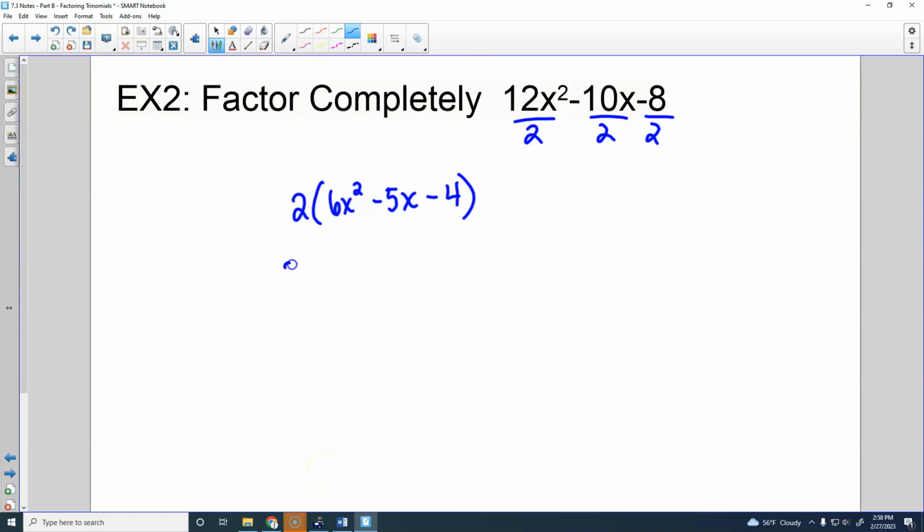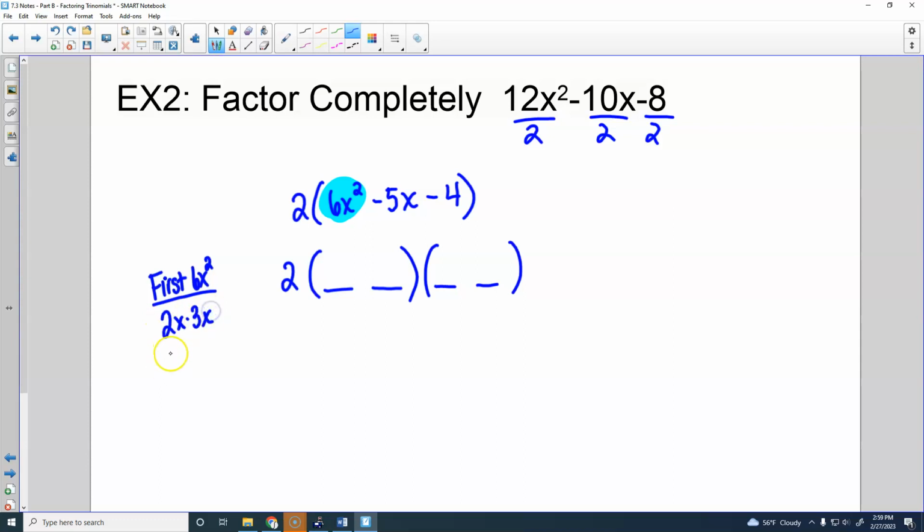And then my goal here is to break this into 2 binomials where I got a first term and a last term in each binomial. So I'm going to take this 6x squared, that's my first term, and for right now, I want you writing it down. First term is 6x squared. We just did that one, right? I could either use 2x and 3x, or I could use a 1x and a 6x.